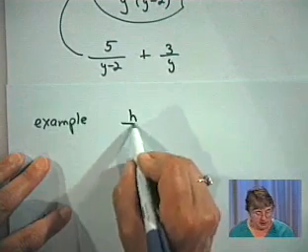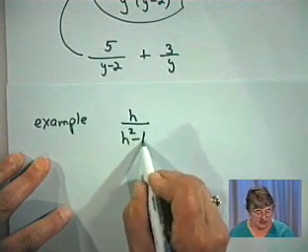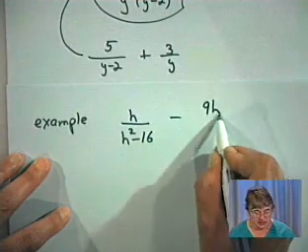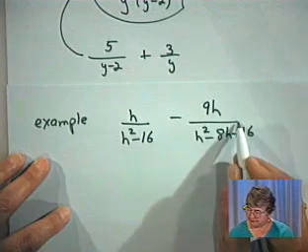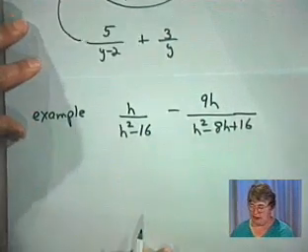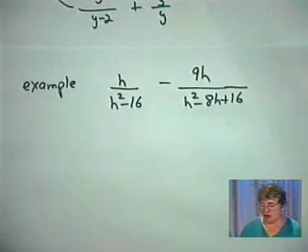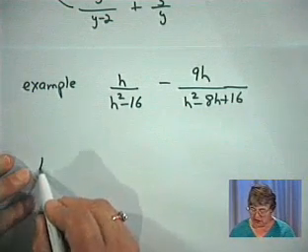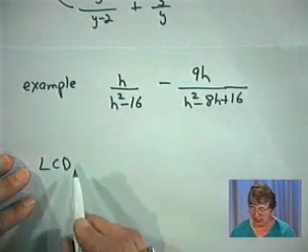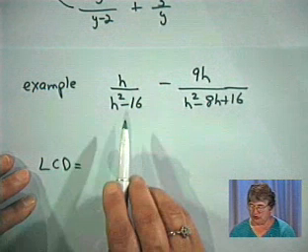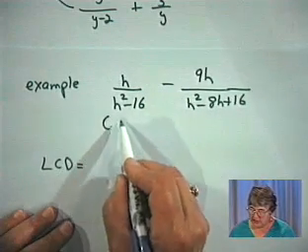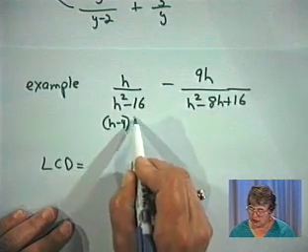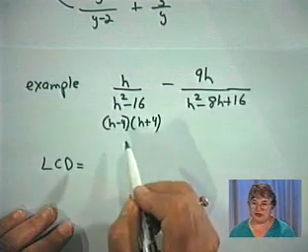Let's consider the problem h over h squared minus 16 minus 9h over h squared minus 8h plus 16. Okay? We've got a subtraction problem. What we need to do first of all is to find the lowest common denominator, and in order to do that, what we're going to do is factor each of the denominators. Difference of two squares, and therefore the factors are going to be h minus 4 times h plus 4.